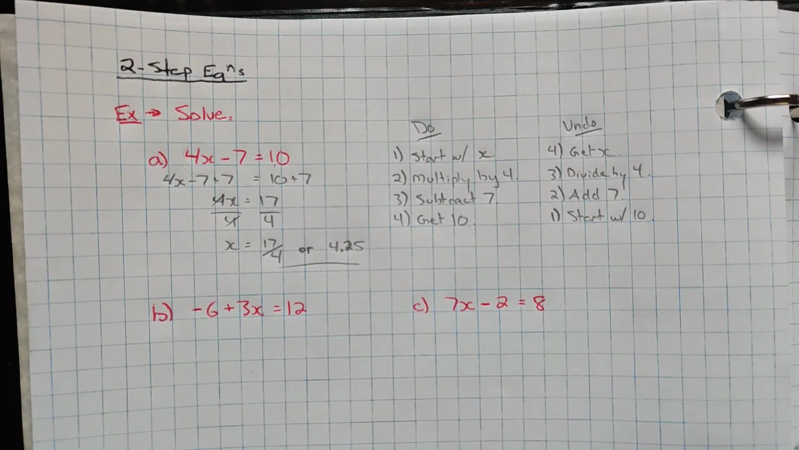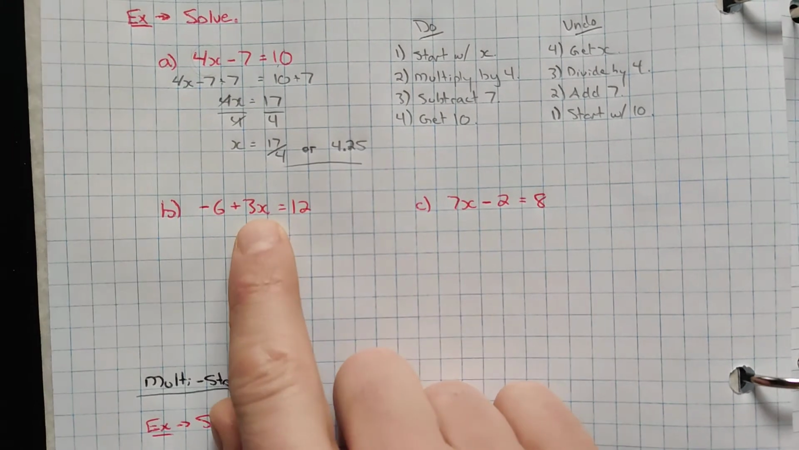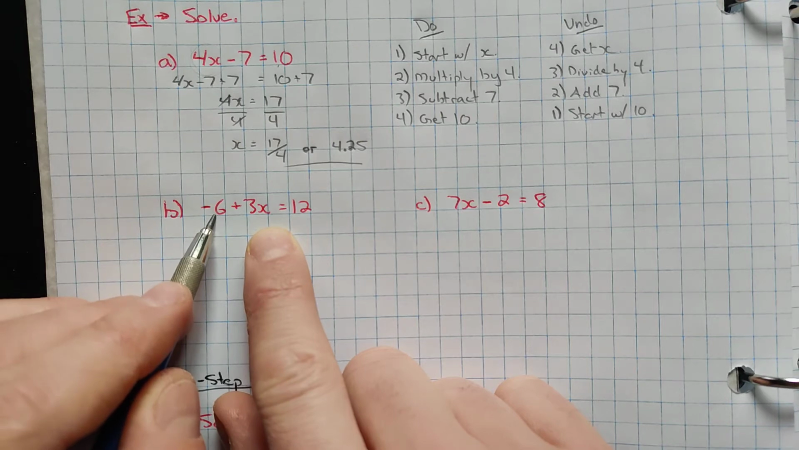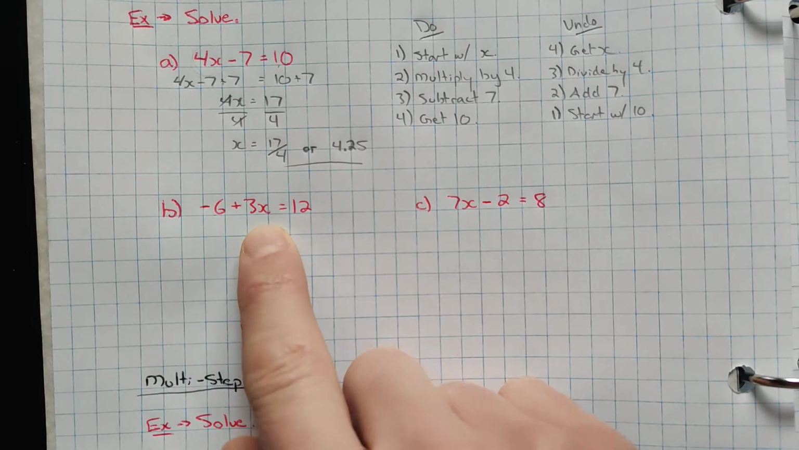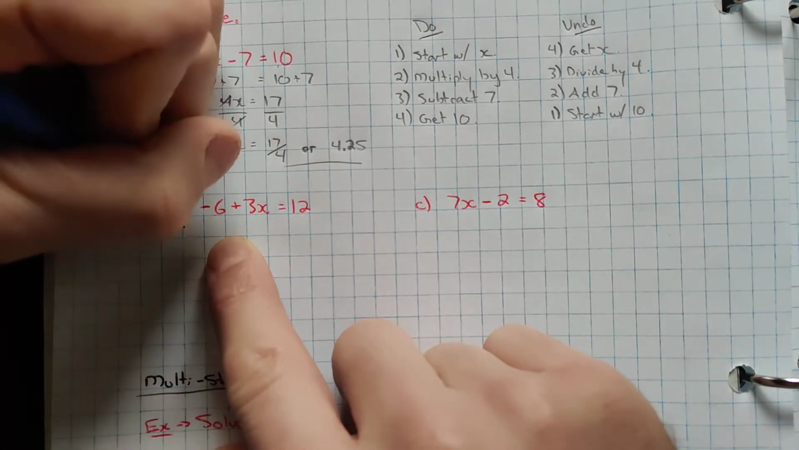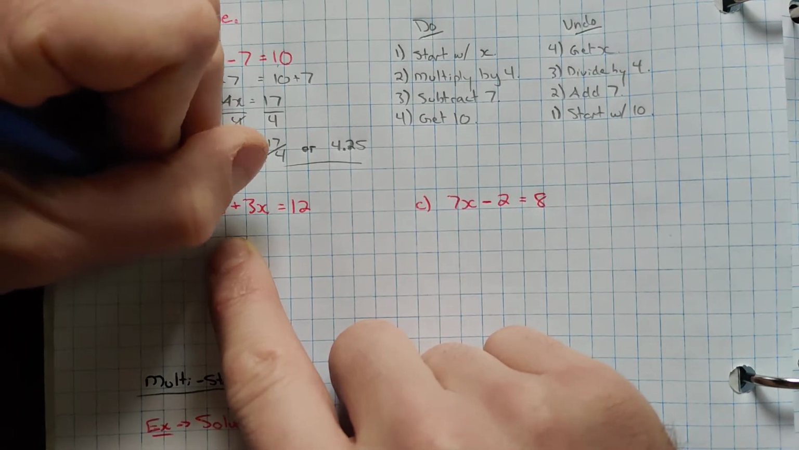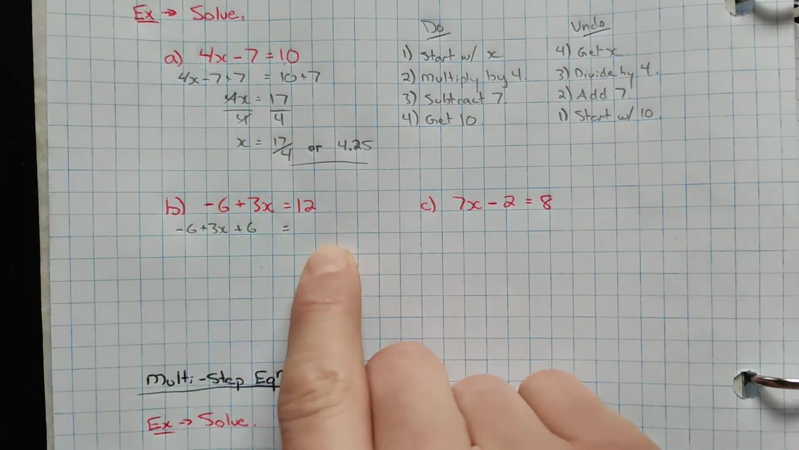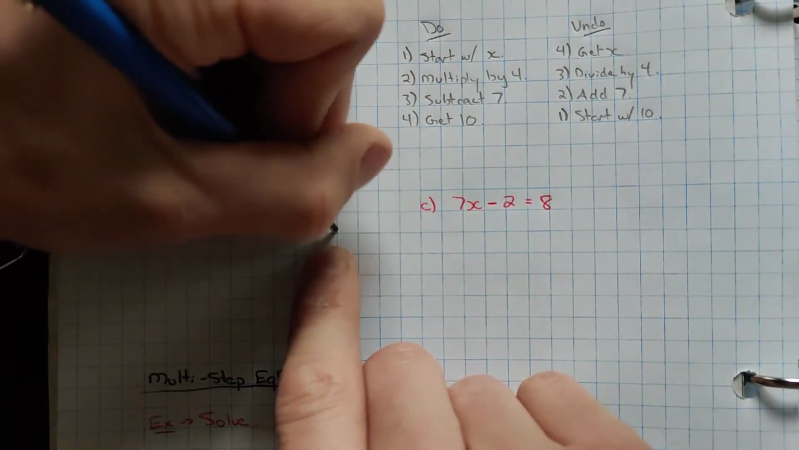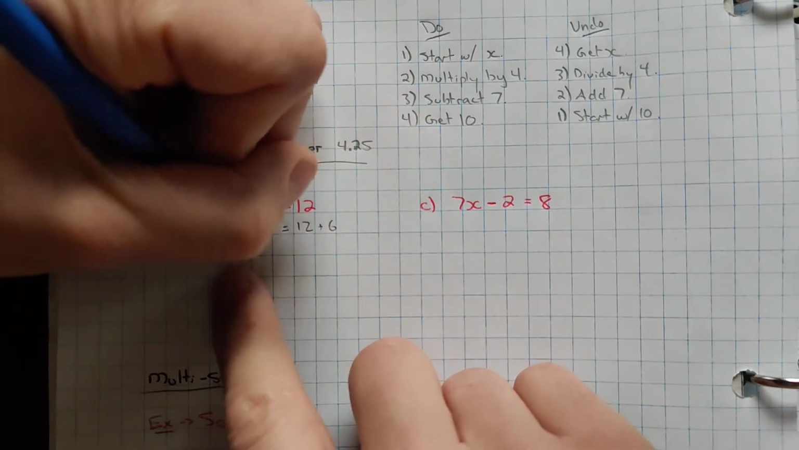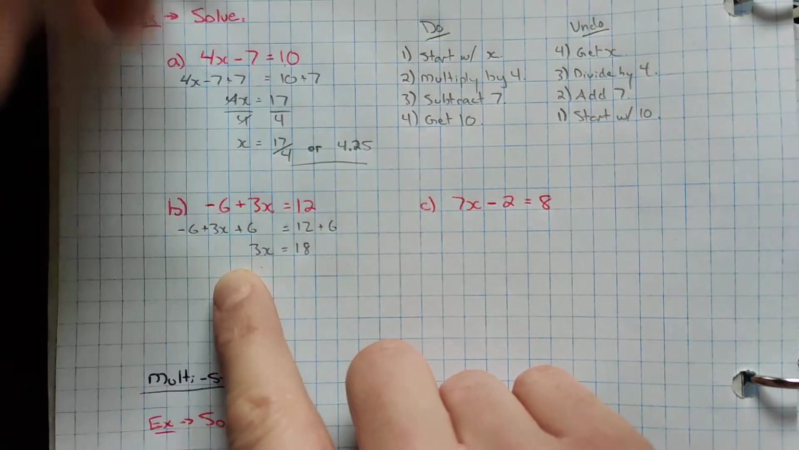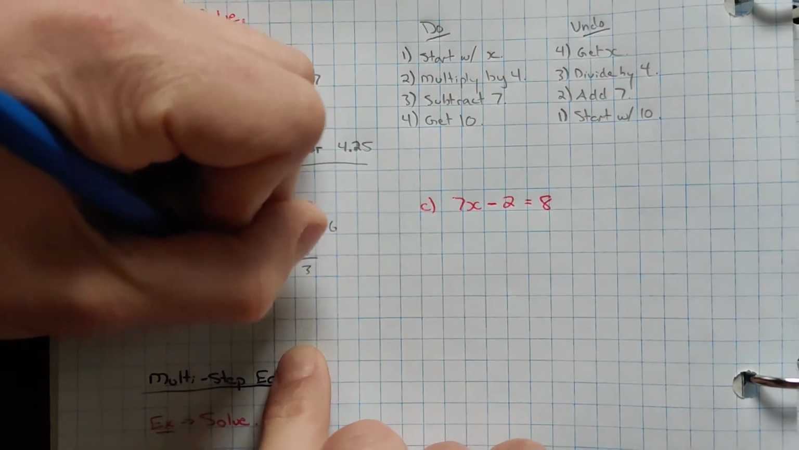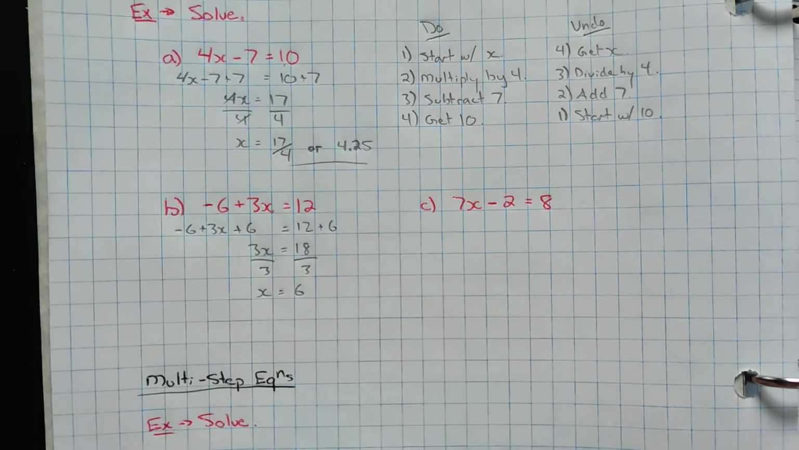A couple more examples. So here we would initially multiply x by 3, then subtract the 6 to get the 12. So let's do everything in reverse. We're going to get rid of the minus 6 first. Negative 6 plus 3x plus 6, that'll get rid of it. And then we add 6 to the other side as well. So we're left with 3x equals 18. And just divide both sides by 3, and we're left with x equals 6.